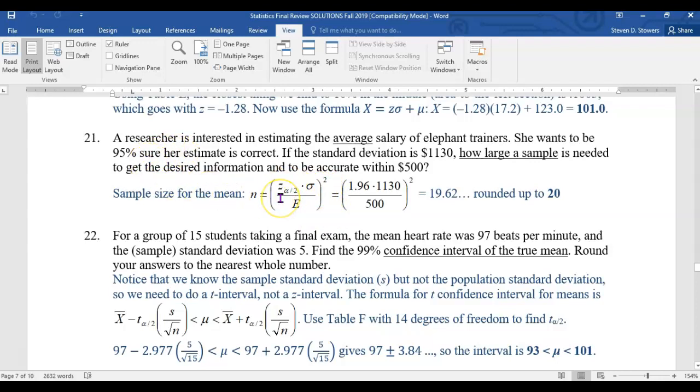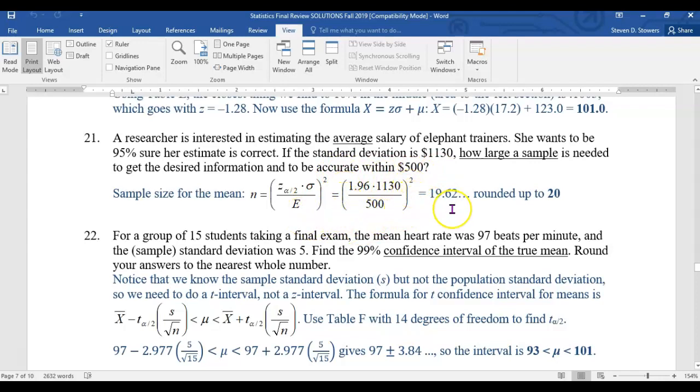The z sub alpha over 2 depends on your confidence level. For 95%, it would be 1.96. The sigma is the standard deviation. We are told that that is 1,130. And the E is the margin of error, or the maximum error of the estimate. You want your estimate to be within $500, so that's what we're putting in for E.